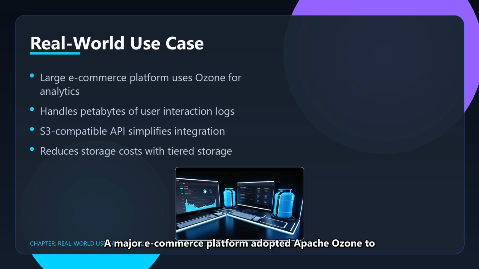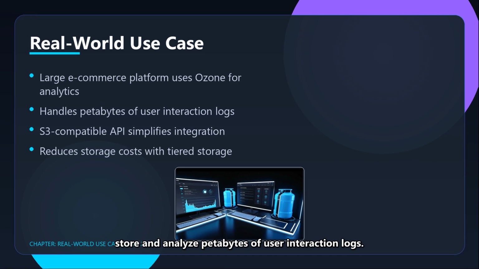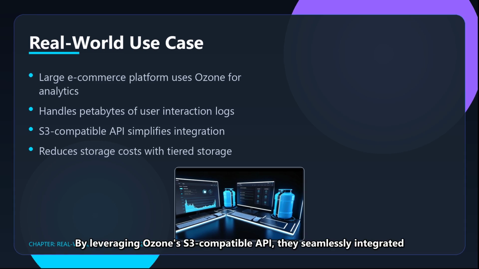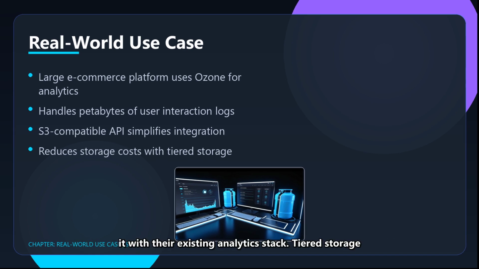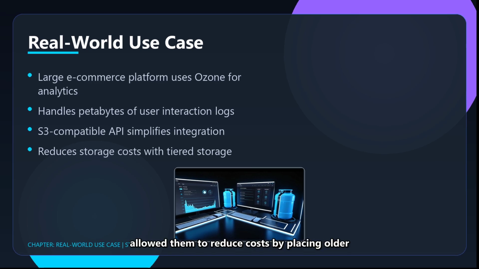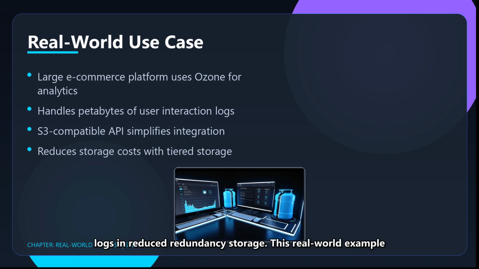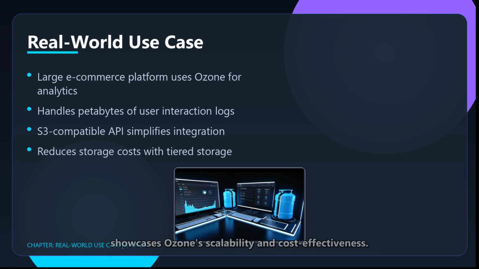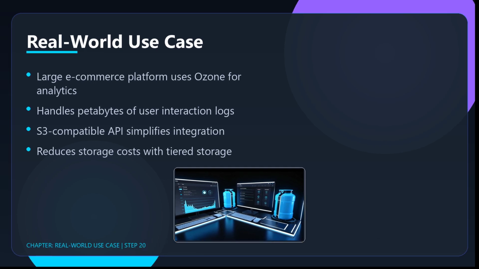A major e-commerce platform adopted Apache Ozone to store and analyze petabytes of user interaction logs. By leveraging Ozone's S3-compatible API, they seamlessly integrated it with their existing analytics stack. Tiered storage allowed them to reduce costs by placing older logs on reduced redundancy storage. This real-world example showcases Ozone's scalability and cost-effectiveness.